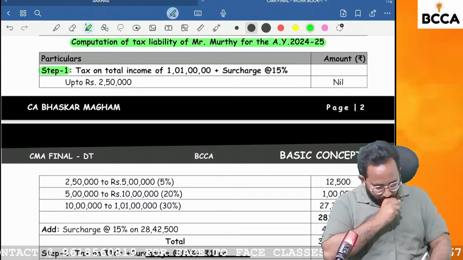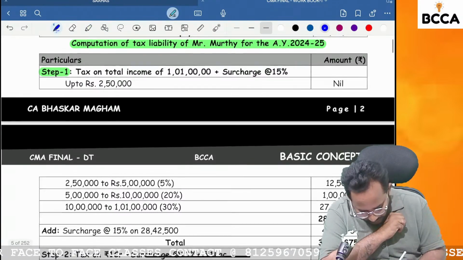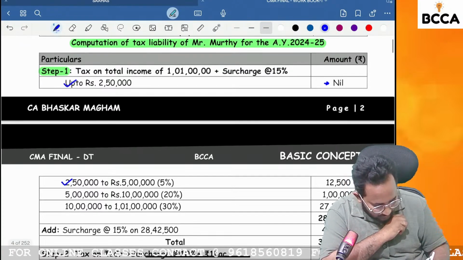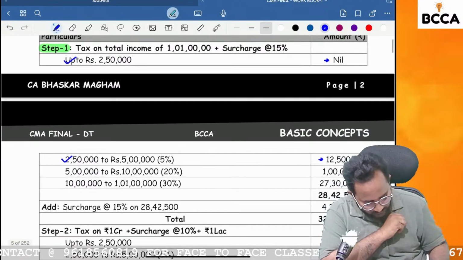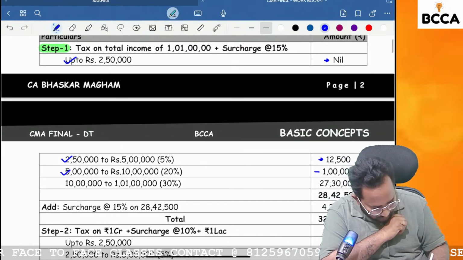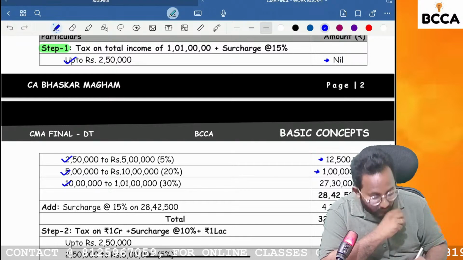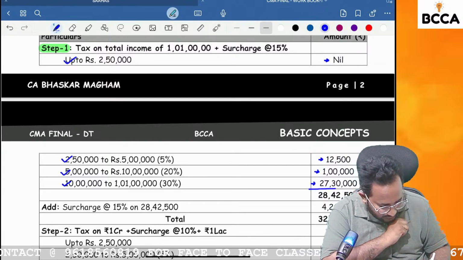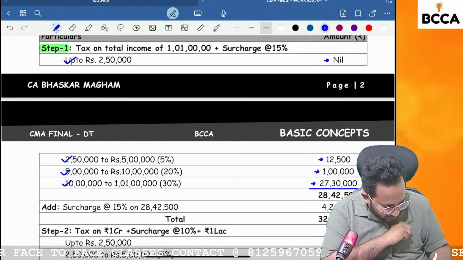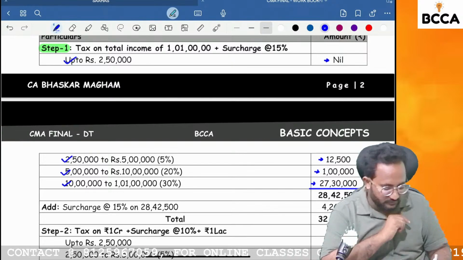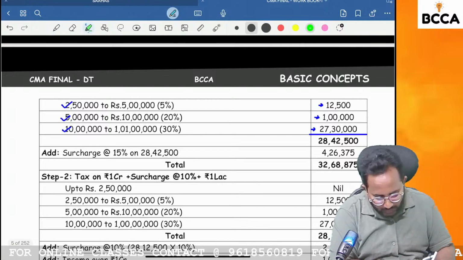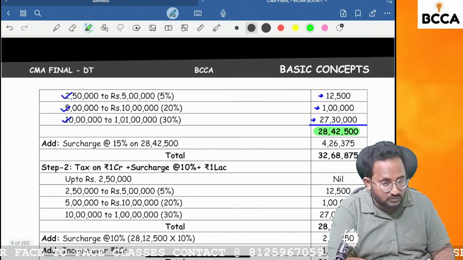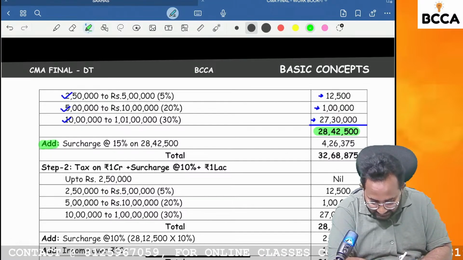Up to 2,50,000 nil; 2,50,000 to 5 lakh, 12,500; next 5 lakh to 10 lakh, 1 lakh; 10 lakh to 1 crore, 1 lakh. Please apply and tell me: 27 lakh 30,000. If you add the income tax liability total, how much do you get? 28 lakh 42,500. Can you tell me whether we have to add surcharge or not?